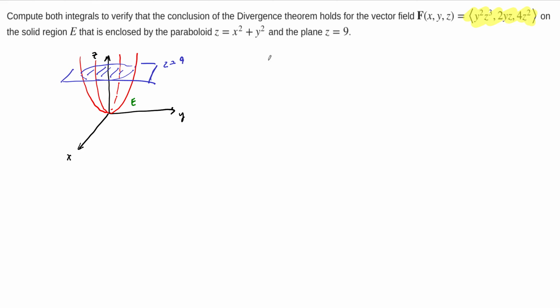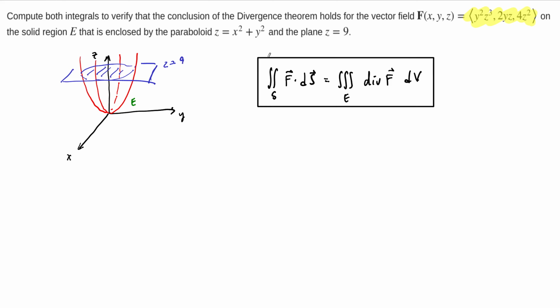It says that the flux of this vector field, so the double integral over the surface, the boundary surface, of F dotted with dS, right? That's the flux integral. That this is equal to the triple integral over the entire solid region E of the divergence of this vector field, integrated with respect to volume, right? So the divergence, which is why this is called the divergence theorem, of course. So let's put a box around this, all right?